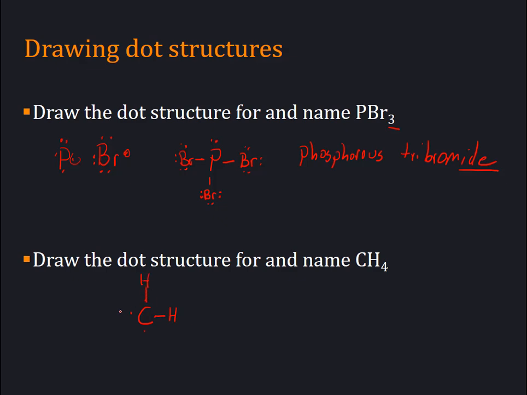So hydrogen has got 1 bond it can make, carbon's got 4 bonds it can make, and so we have 4 single bonds here, and this is carbon tetrahydride, tetra for 4, and hydrogen becomes hydride. So we basically only keep the first syllable of the second element and change the ending to IDE.